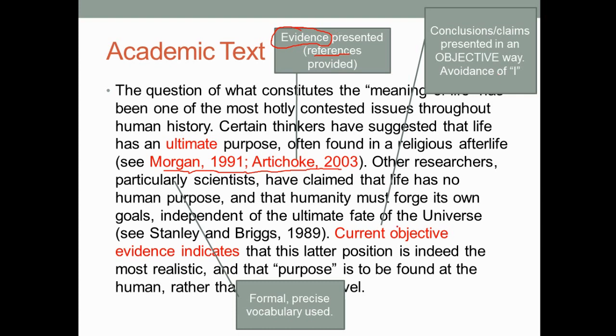If we have a look here, current objective evidence indicates. Now what the writer is doing here is using good academic style and is presenting claims and evidence in a very, very objective way. Rather than saying, I think that this latter position is indeed more realistic, they're indicating in their phraseology that they are basing that claim on evidence, external evidence, rather than their own personal subjective opinion.